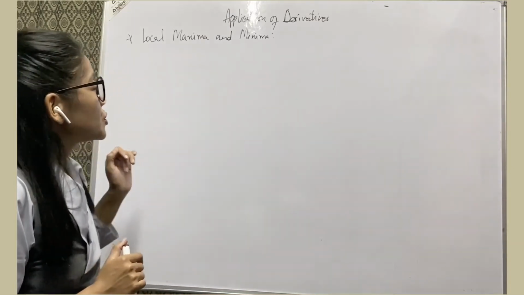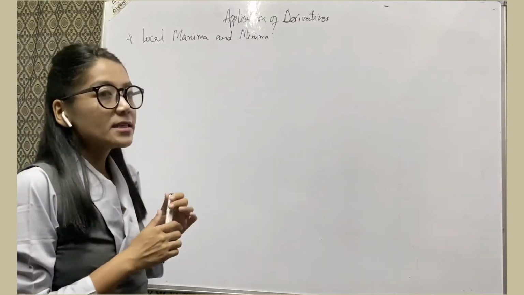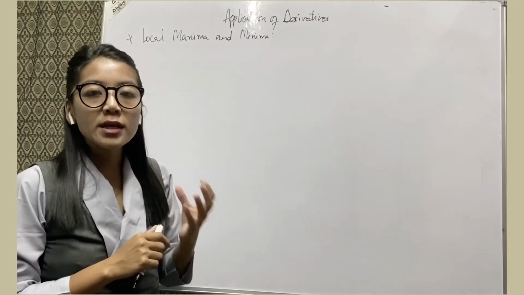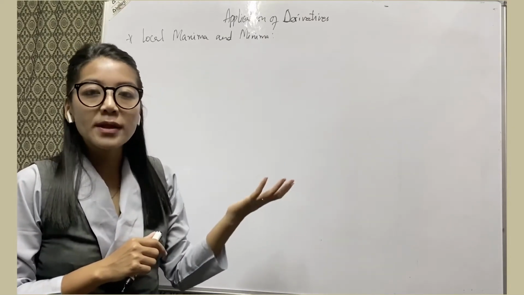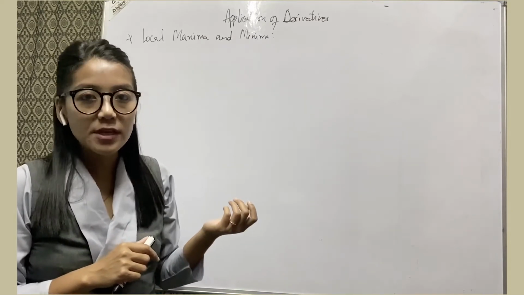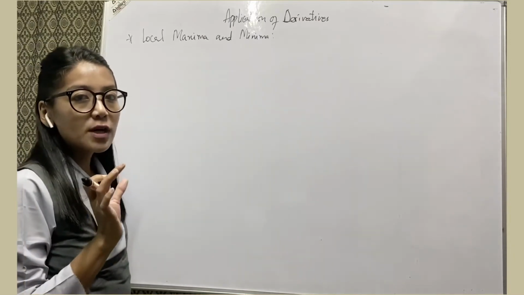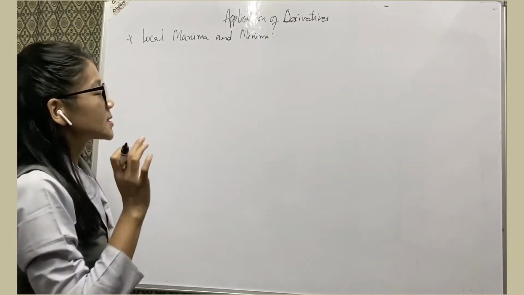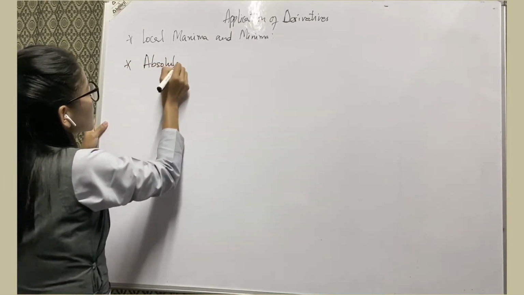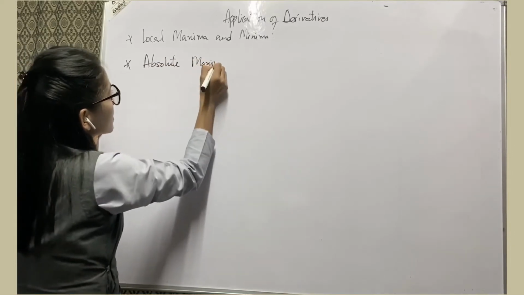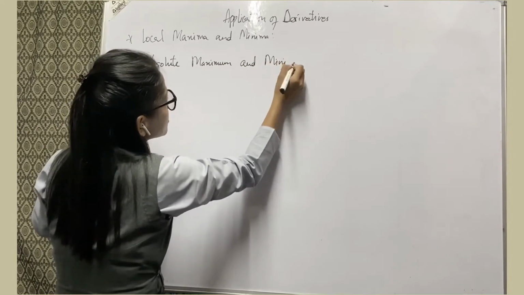Today we are going to take one topic, the optimization problem. Here also we are going to apply the concept of local maxima and minima, for which you have to apply derivatives. So it is one of the applications of derivatives. Before optimization problems, I want to discuss a small topic, the absolute maximum and minimum value of the function.